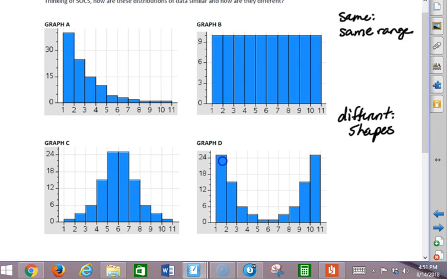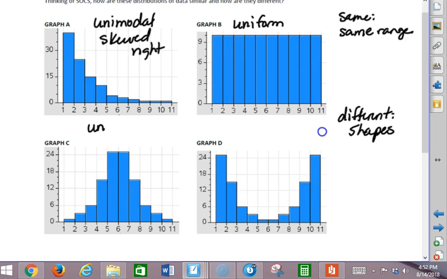We have a graph here that is unimodal and skewed right. We have another one that is uniform. So I think I'll go ahead and write this. Unimodal, skewed right. We have a graph that is uniform, which means about the same all the way across. We have a graph that is unimodal and symmetric. We have a graph that is bimodal and symmetric.